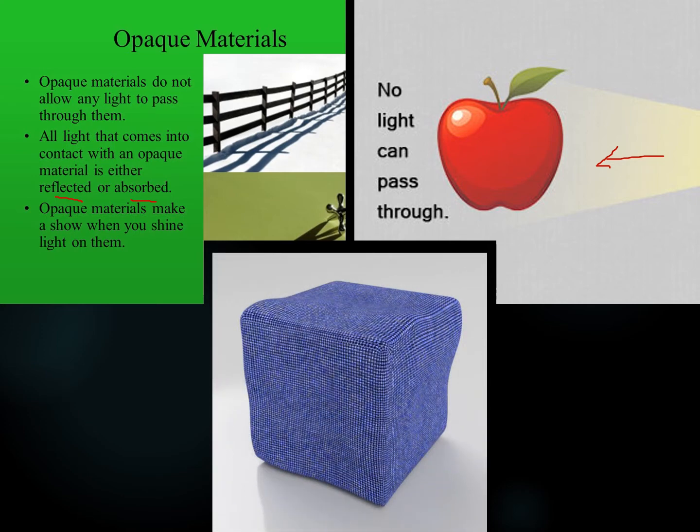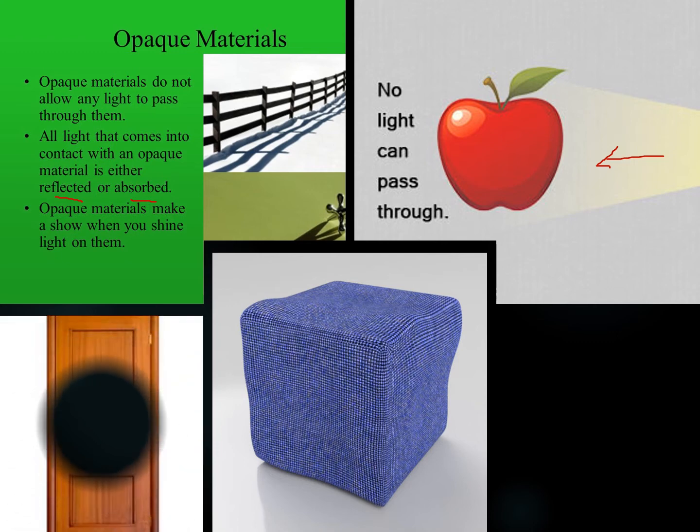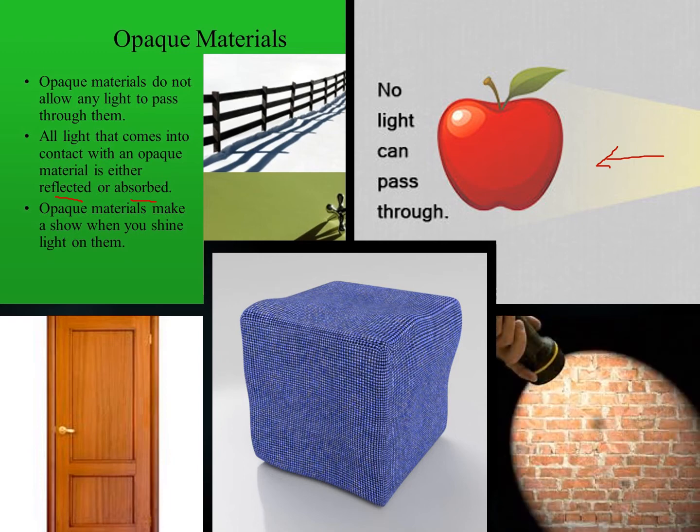Here also a cube made from cloth. This type of cube is an opaque material because it doesn't allow the light to pass through. Also, the door of your room is an opaque material. Also, the wall is an opaque material. So if I asked you why I call these objects opaque materials, you will answer because they don't allow any light to pass through them.